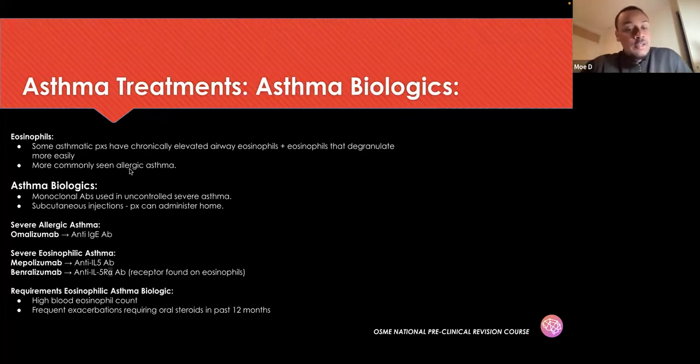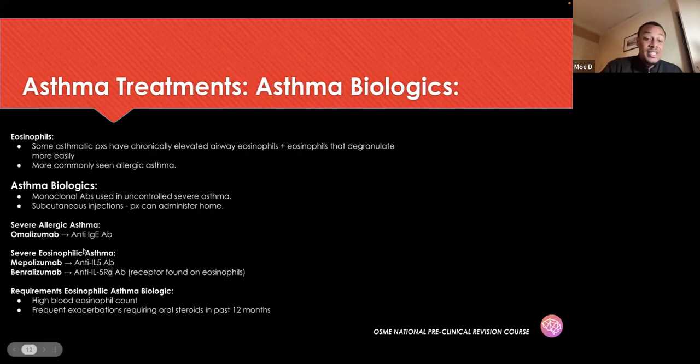Asthma biologics are monoclonal antibodies which are used in uncontrolled severe asthma. They are administered subcutaneously, and the patient can administer that at home. For severe allergic asthma, this includes omalizumab, which is an anti-IgE antibody, trying to stop that mast cell contribution to the asthma pathophysiology.